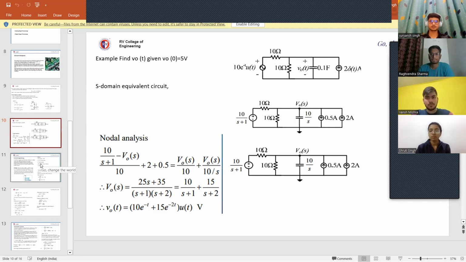There's a circuit which consists of a resistor and a capacitor. So here the time domain is basically converted into the S domain. There's a further calculation here.